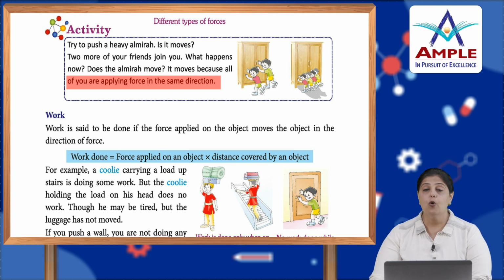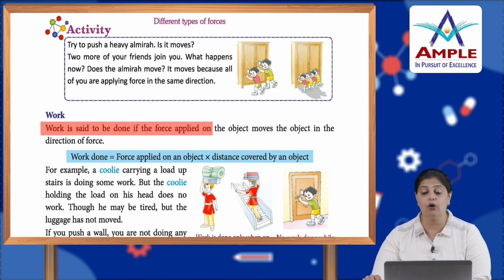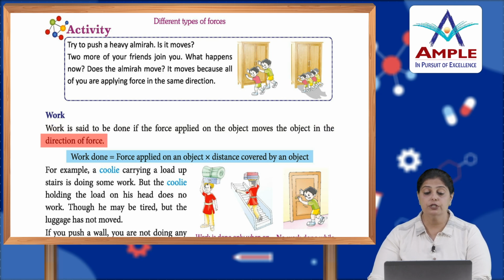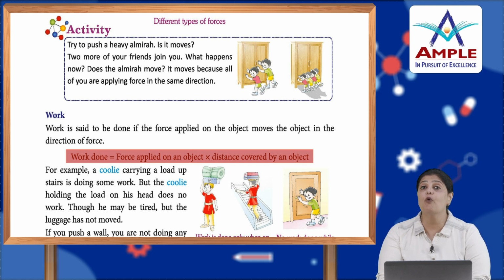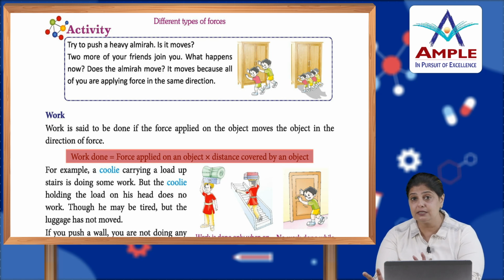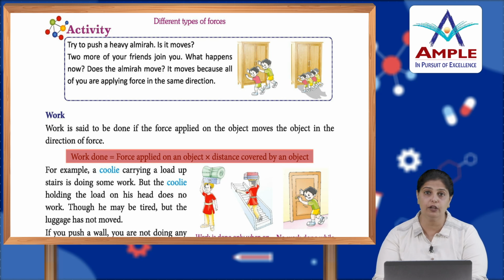Now, what is work? Work is said to be done if the force applied on an object moves the object in the direction of force. So, work done is equal to the force applied on an object, the amount of force that you are applying on the object, multiplied by the distance covered by the object. When you want to shift something from one place to another, the amount of force that you apply on that object to get it fixed into another place is the total amount of work done for the shifting of that object.